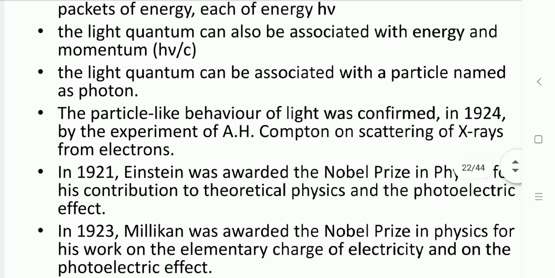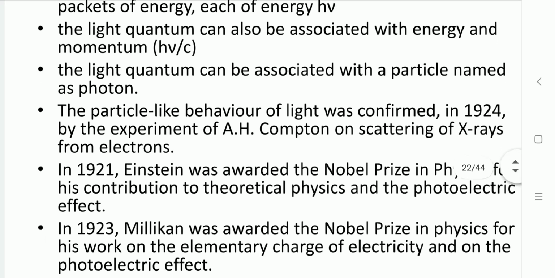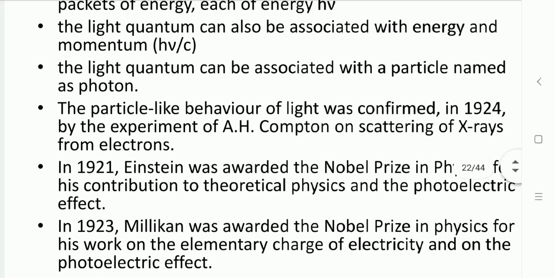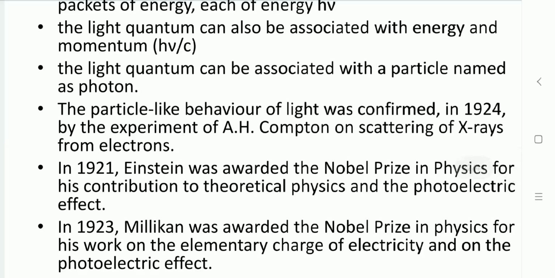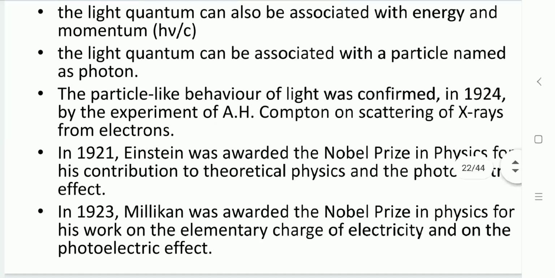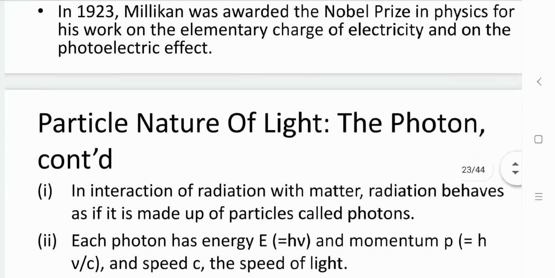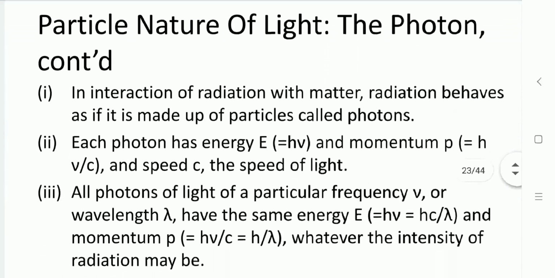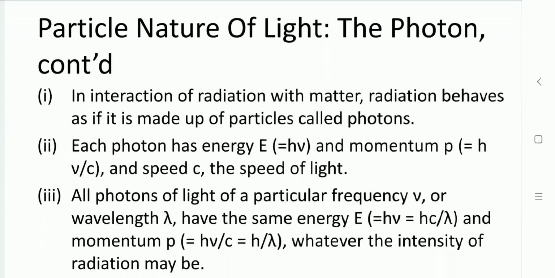Einstein was awarded the Nobel Prize in physics for his theoretical work and the photoelectric effect. Millikan was also awarded the Nobel Prize in physics for his work on the elementary charge of electricity and the photoelectric effect. So based on this particle nature of light, a few conclusions follow.